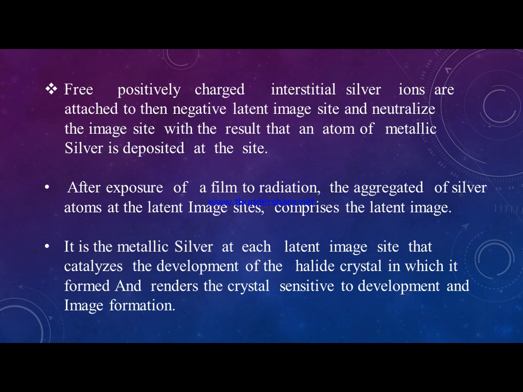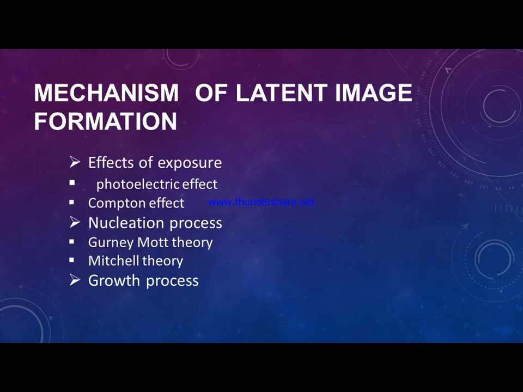Free positively charged interstitial silver ions are attracted to the negative latent image site and neutralize the image site. As a result, an atom of metallic silver is deposited at the site. After the exposure of the film to radiation, the aggregated silver atoms at the latent image sites comprise the latent image. The metallic silver at each latent image site catalyzes the development of the halide crystal in which it formed and renders the crystal sensitive to development and image formation.